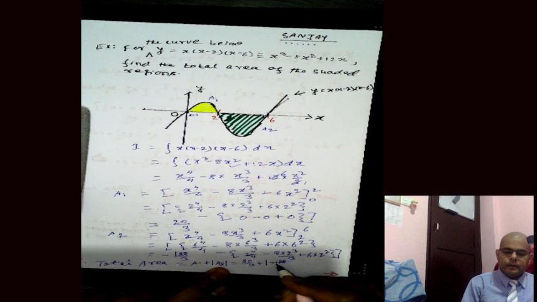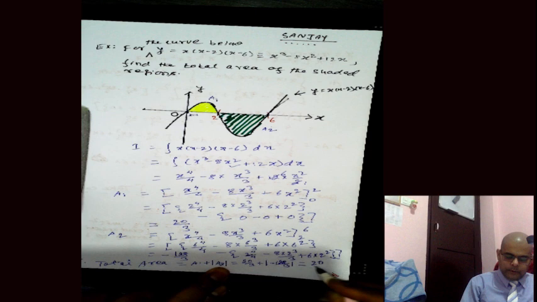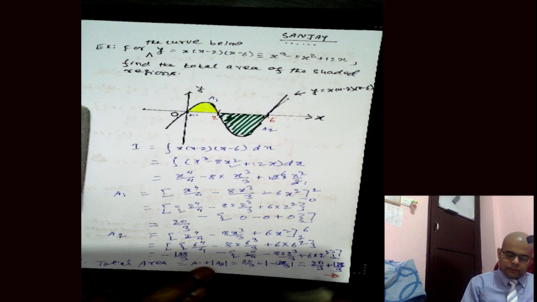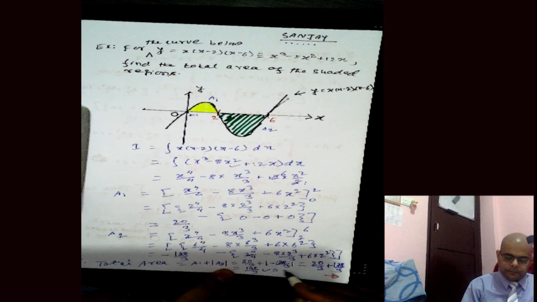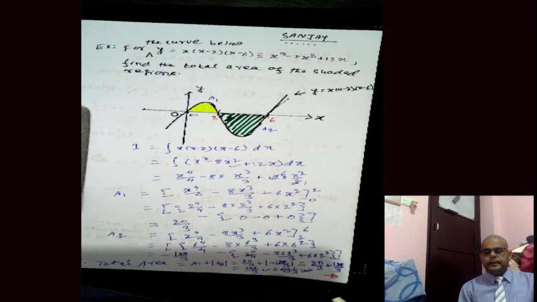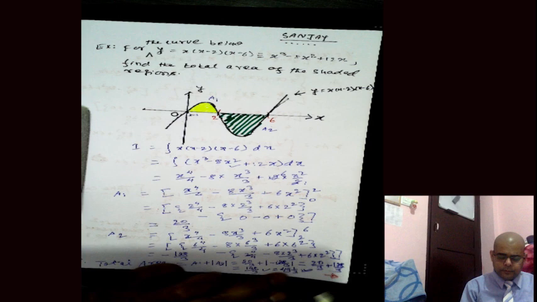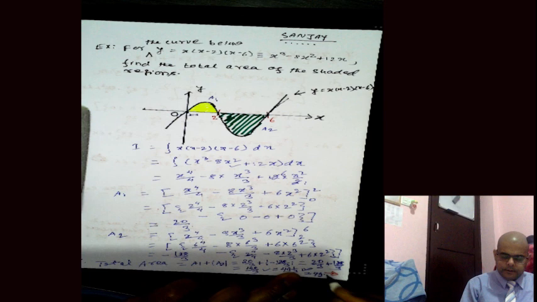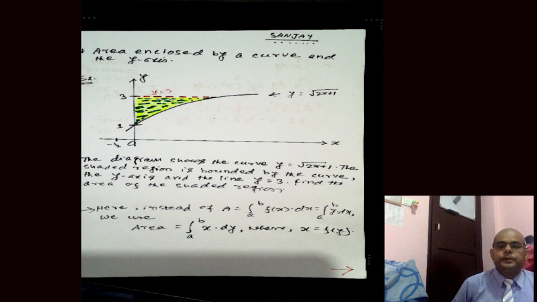So finally it is 20 by 3 plus 128 by 3. So 20 and 128 is 148 by 3. You can leave your answer in exact form like this, or you can write that it is 49 whole 1 by 3. So this is also in the exact answer form. Or sometimes it will ask you to write correct to three significant figures or so many decimal places. You can do so also, just convert that into decimal, then it will be 49.3 square units.